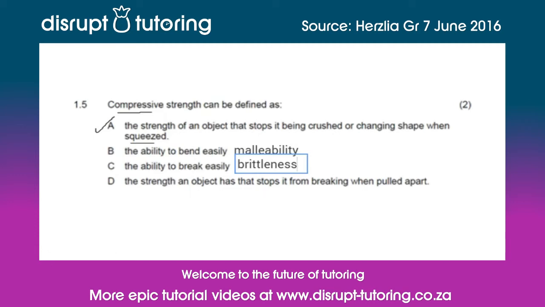And the strength of an object that stops it from breaking apart when pulled, this is tensile strength. It's pretty much the opposite of compressive strength. Because like we said, compression is squashing, and this one is the strength from when you're pulling something apart and not pushing it together. So that's that for question 1.5 of this question paper.